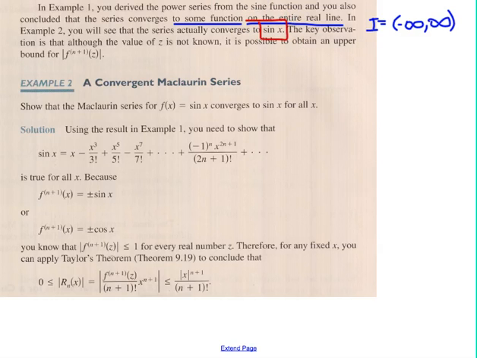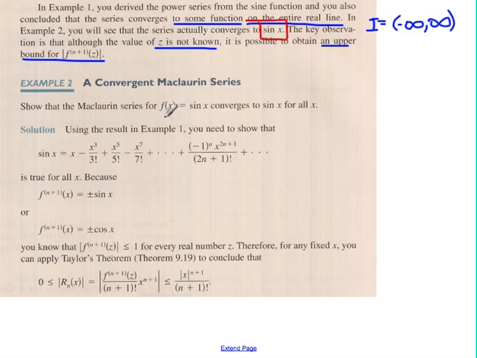Okay, so I think that what they say about the key observation is that although the value of z is not known, we can create an upper bound for it. That's the key. We did that in the previous lesson too, I think we created some upper bounds. So we're going to do that again.